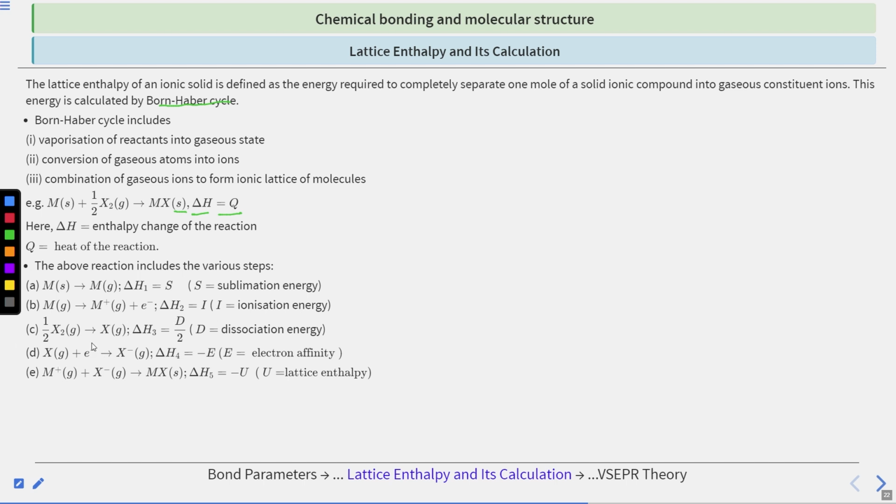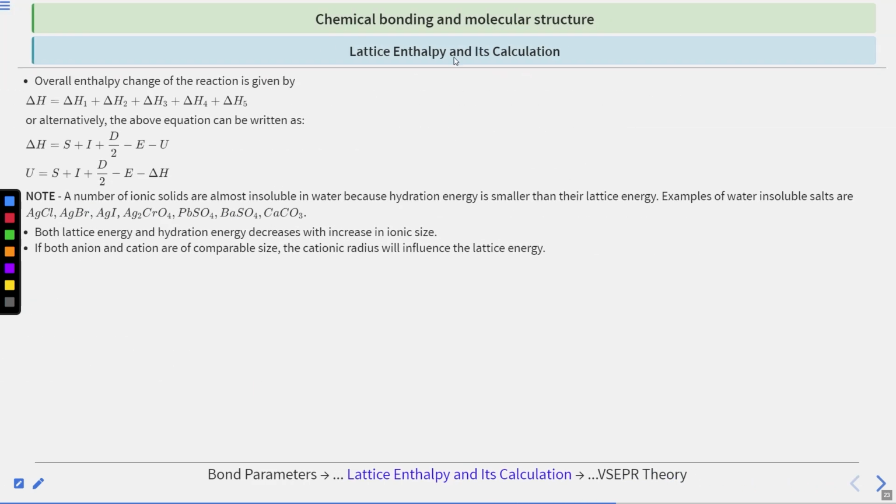Next, this X in the gaseous state adds an electron and becomes an ion, and the energy needed in this process is the electron affinity. Then the ion formed from the metal and the ion formed from X combine together, forming a compound in solid state, that is MX, and the energy needed in this process is the lattice enthalpy. So these are the steps occurring while this reaction is performed.